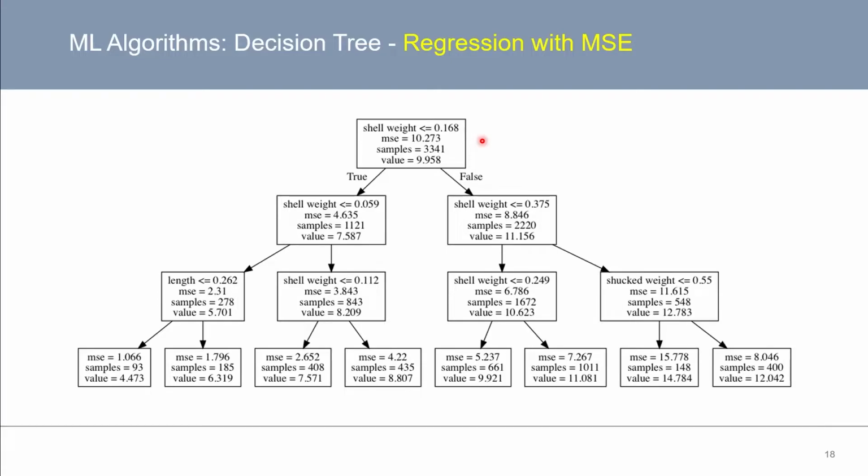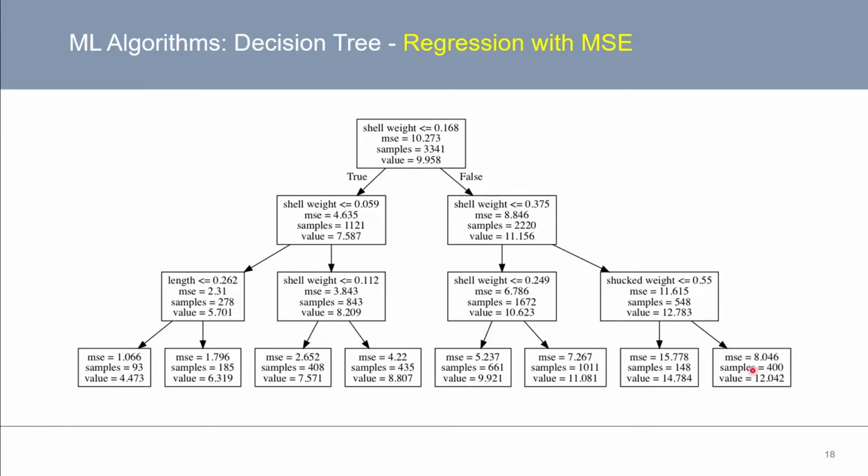Ideally, we'd like to see this error dropping as we descend down branches of the tree. And upon inspection, this does seem to be mostly the case here. Below the error, we have the number of samples passing through each node. And lastly, the value here is the average outcome value of instances passing through each respective node. So at the top of the tree, note that all 3,341 instances in this training dataset passed through the root node. And these instances had an average outcome value of 9.958, as well as a mean squared error of 10.273.